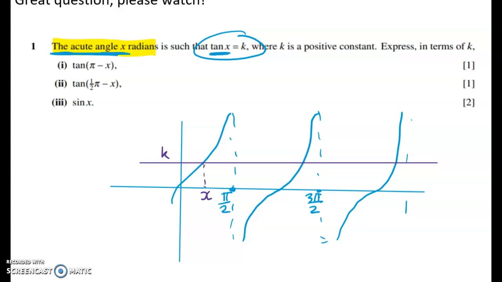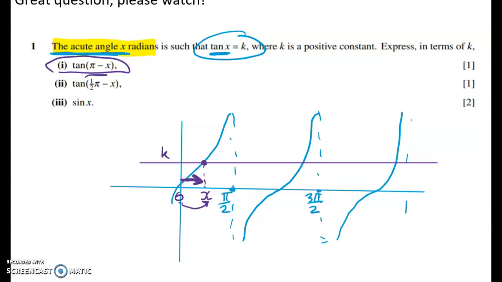And once you look at it like that, the first question is pretty easy. We're asked to figure out what is tan of pi take away x. And if you've done level 3 trig and you're in the A-level class, you will do this lots and lots. But if you're in AS, you probably haven't done it as much. So this is 0, and this is x. So we've moved from 0 into x, and we've found tan of x is equal to k.